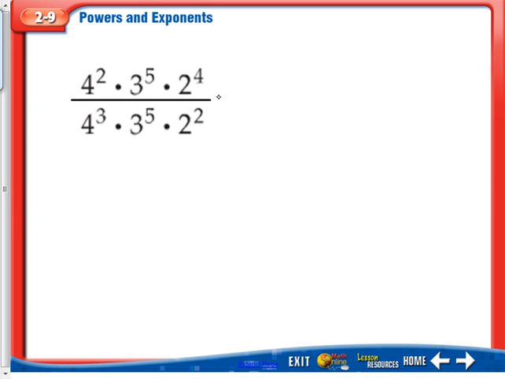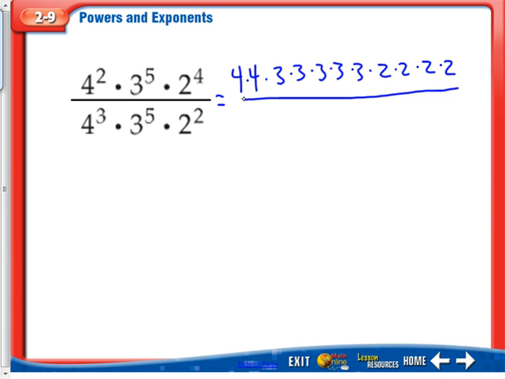We're going to be writing out quite a bit here, but that's okay. That's what I want. 4 times 4 times 3, 1, 2, 3, 4, 5. And then we have 1, 2, 3, 4 2s all over. This is a big fraction. So I'm going to have 1, 2, 3 4s, 1, 2, 3, 4, 5 3s, and 1, 2 2s. So, simplify before you multiply.